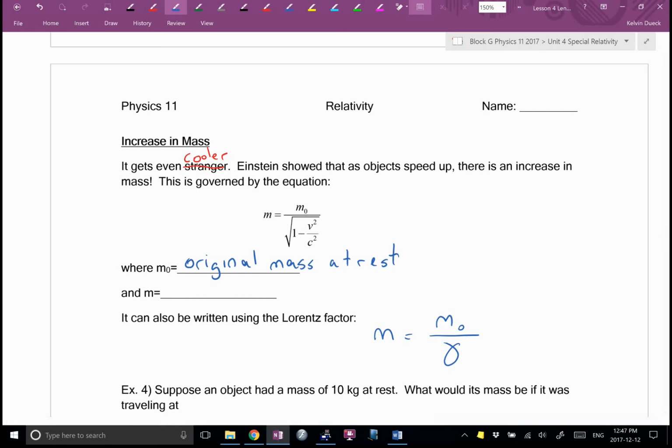Unfortunately, T0 is not the time at rest. T0 is the time on board the spaceship. I know it seems inconsistent. It's not. If you dive into relativity, it eventually does make sense. But for now, Morgan, I'm going to say just kind of keep them straight. Oh, and M is the moving mass. Fancy word, the relativistic mass.